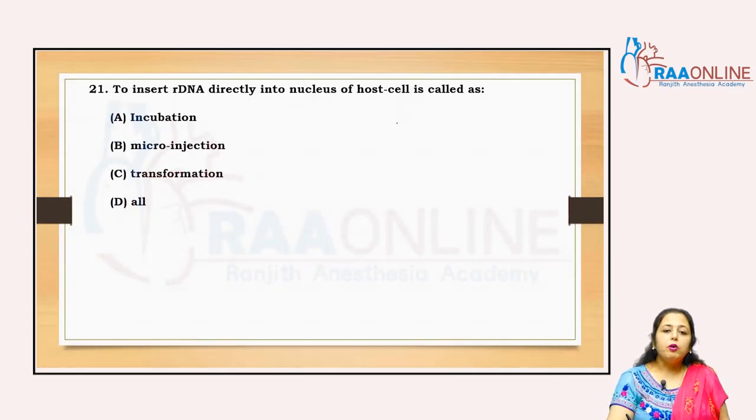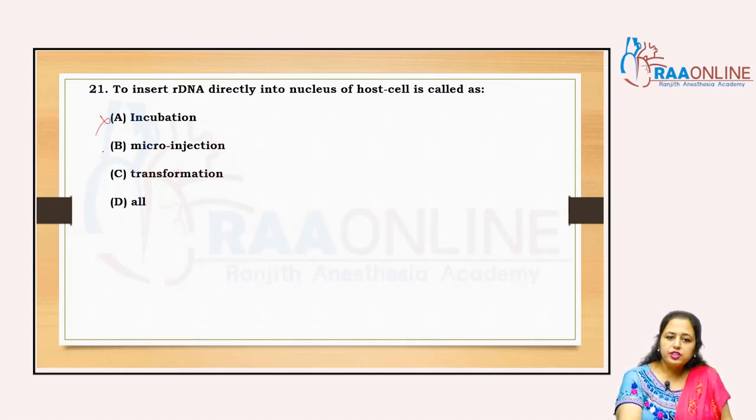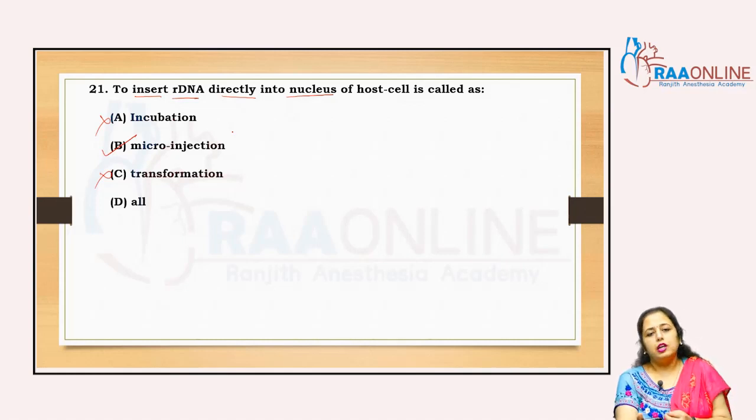To insert recombinant DNA directly into the nucleus of the host cell is called incubation, no. Microinjection, yes. Transformation, no. Because we say insert rDNA directly into the nucleus, and it is possible just through microinjection. Even in case of ART, in the process of ICSI, we also use microinjection to enter the sperm directly inside the ooplasm.